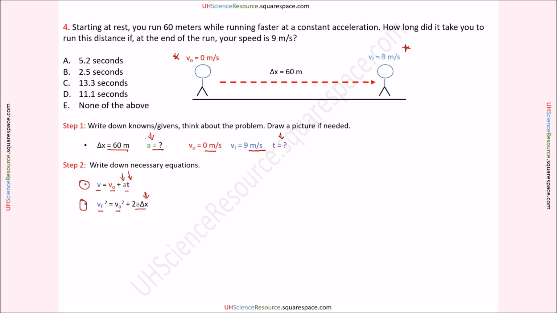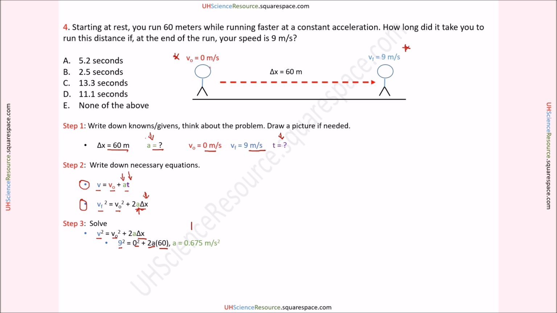So now that we only have one unknown, and that's going to be our acceleration, we can go ahead and solve for it. If we solve for it by plugging all of our values in, our final velocity is 9, so it's 9 squared. Our initial velocity is 0, so it's 0 squared. We add 2 times the acceleration. We don't know the acceleration, so we just go ahead and put 2a. And we know that the displacement is going to be 60 meters, so that's where the 60 meters comes in.